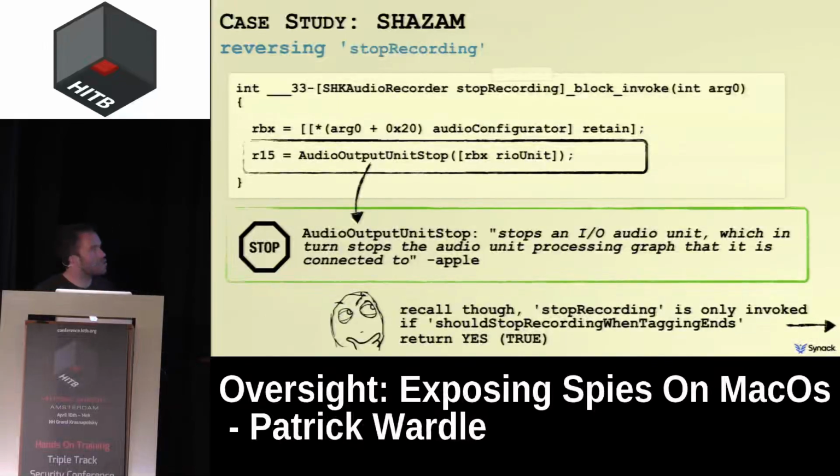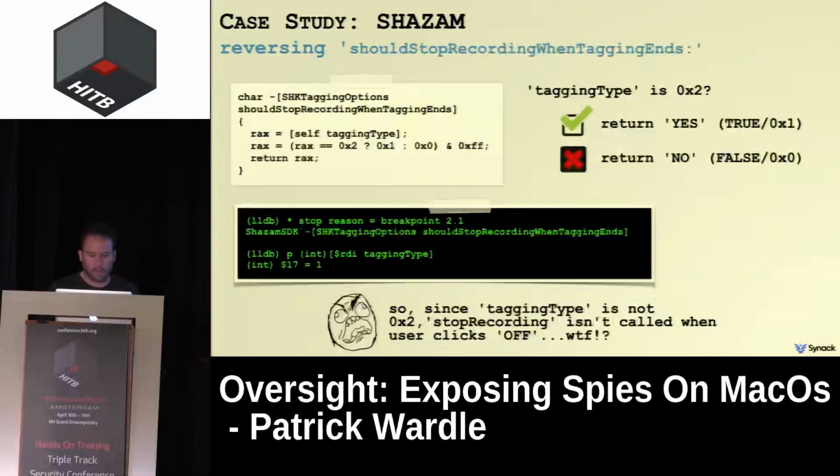So let's first look at that stop recording method. If we disassemble that, we can see it calls Apple's audio output stop function. The SDK docs from Apple say that audio output unit stop stops an IO audio unit, which in turn stops the audio unit processing graph that is connected to, blah, blah, blah. That basically just means it's going to stop recording off the mic. So yeah, it looks reasonable. Maybe Shazam actually does stop recording when you toggle it off. But again, recall that stop recording only gets invoked if that previous method is true.